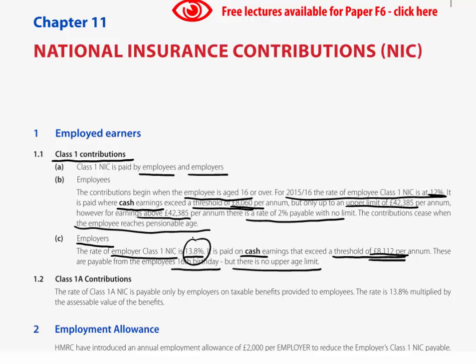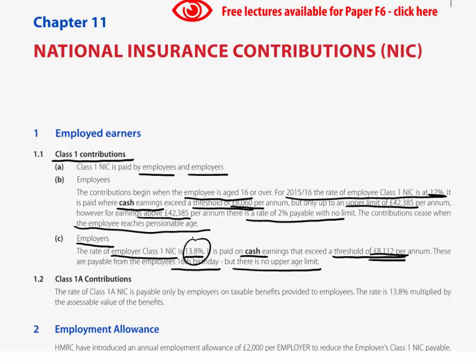earnings, is 13.8%. So for the employee, we have a lower limit below which we do not pay. We then have an upper limit, and between lower and upper, the employee pays 12%. Above the upper limit, 2%. For the employer contributions, a lower limit, this time 8,112, below which the employer does not pay, and above which, on all cash earnings above that limit, 13.8% is paid.